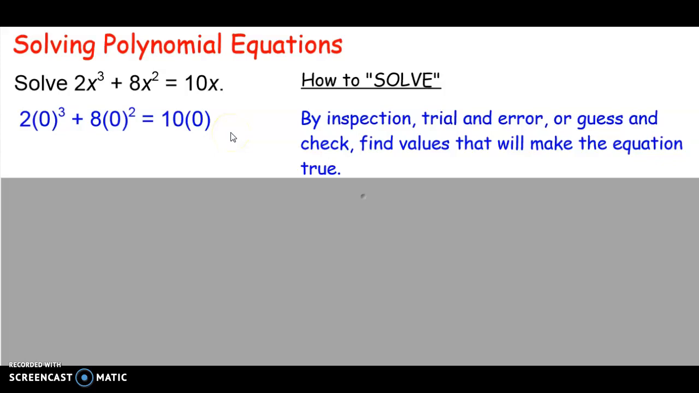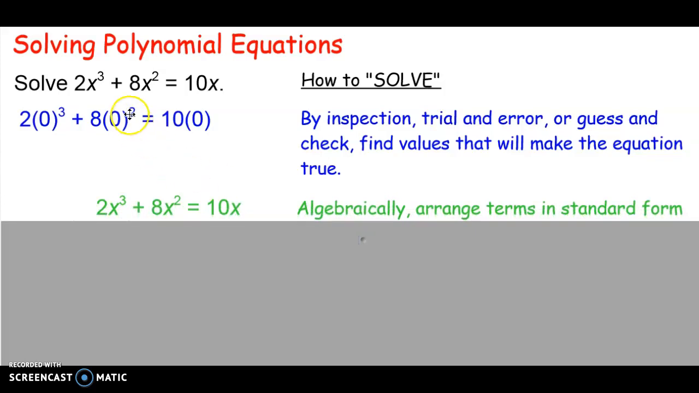However, it's not practical all the time, especially when the degree increases, the number of possible solutions also increases. How do we do it algebraically?